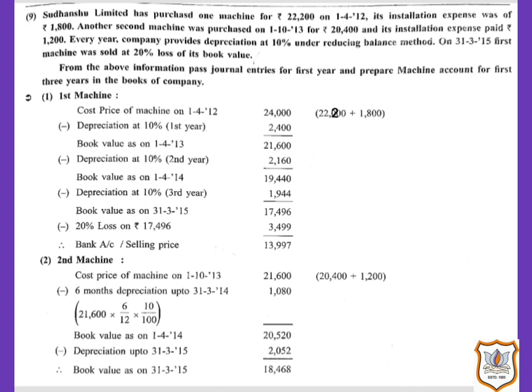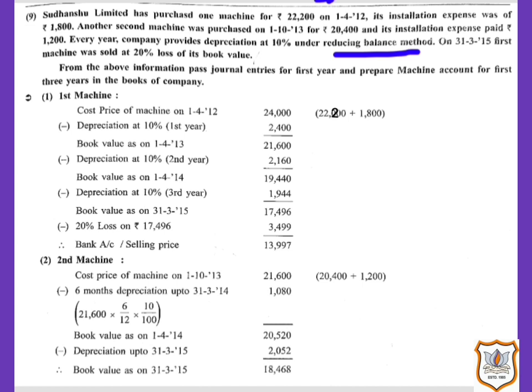Here is the question. Sudhanshu Limited has purchased one machine for rupees 22,200 on 1st April 2012. Its installation expense was rupees 1,800. Another second machine was purchased on 1st October 2013 for rupees 20,400 and its installation expense paid was rupees 1,200. Every year, the company provides depreciation at 10% under the reducing balance method. On 31st March 2015, the first machine was sold at 20% loss of its book value. From the above information, pass journal entries for the first year and prepare the machine account for the first 3 years in the books of the company.